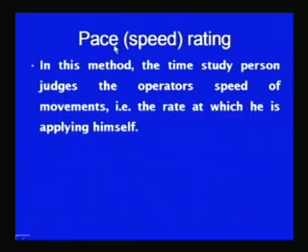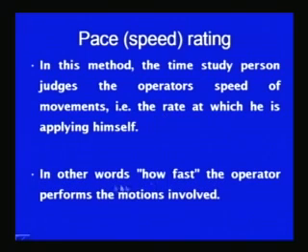Pace rating is also known as speed rating, which indicates how the operator applies himself while doing the job. Mainly, the time study person judges the operator's speed of movement or the rate at which he is applying himself while doing the job. In other words, how fast the operator performs the motions while the job is being done during the study.